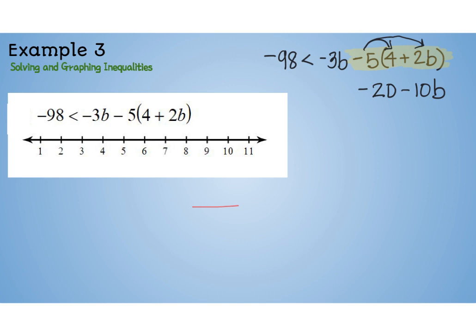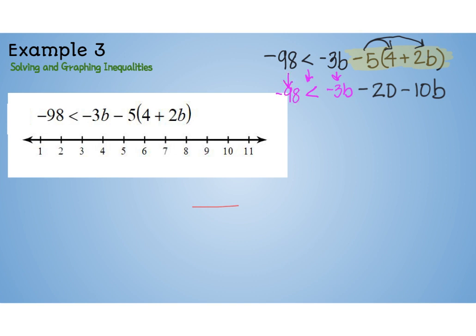Yay! So now I'm going to bring down the rest of the inequality that I haven't worked with. So this negative 3b is going to come down. Oh, sorry. I don't know what I was thinking. Why did I put that? I must really want that to be equal to. There we go. I'm going to bring down that negative 98.